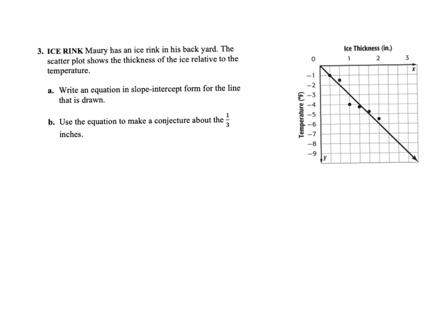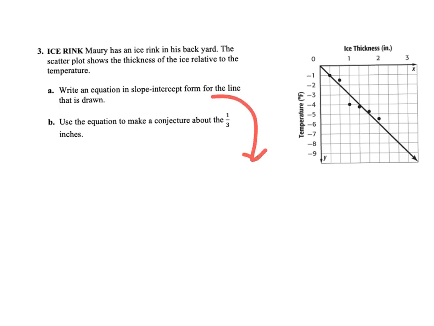Now, again, we can take a look at this and look at our points and understand what's going on. When I am less than 1 inch of ice thickness, the temperature is -1 degrees outside. When we have 2 inches of ice thickness, the temperature is -6 degrees. So as our ice thickness increases, the temperature decreases. So this is a negative association.